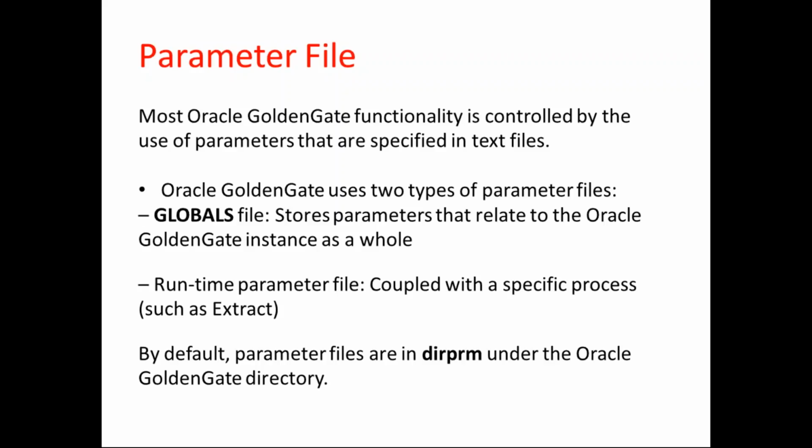We have two types of files. One is the runtime file and one is the global file. The runtime file is used when we start the process. The global file is just like a bash profile file. How does a bash profile file work in Unix? Whenever you log in, it executes. Similarly, whenever you log into GoldenGate in GGSCI mode, the global file gets executed. So one is the global file, one is the runtime file. Every group, every extract, replicat and pump, will have a runtime parameter file.